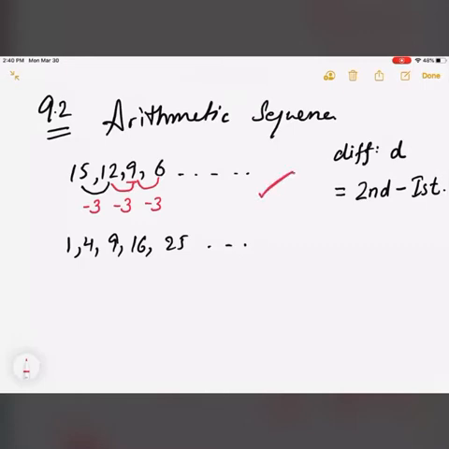Let's try the same strategy with the second one. 4 minus 1, 3. 9 minus 4, 5. 16 minus 9, 7. 25 minus 16 is 9. We have a different difference every time, so it means it's not an arithmetic sequence. Okay, so that was kind of a review from Friday's lesson.